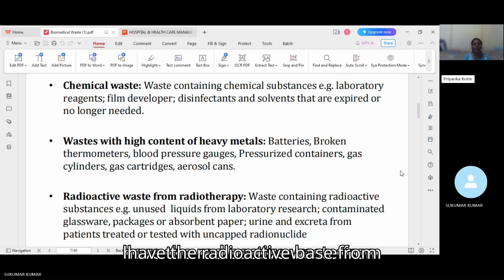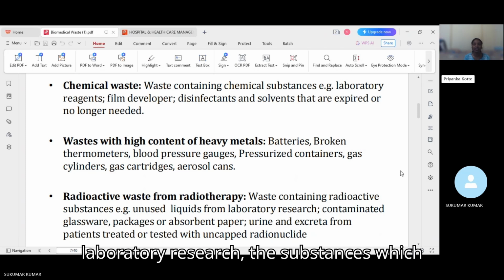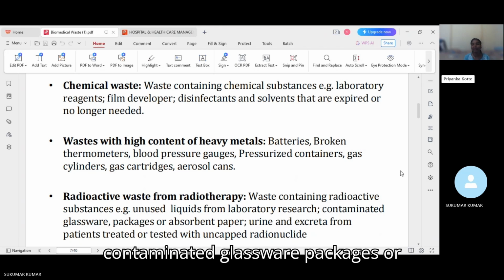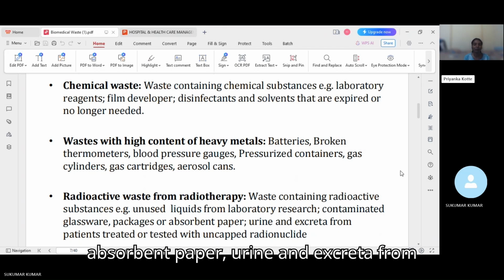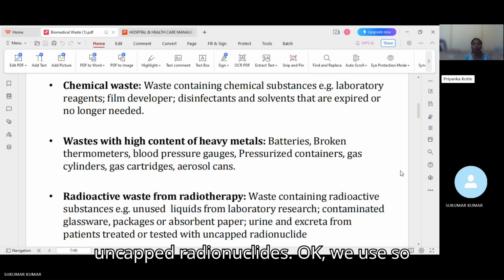And we also have the radioactive waste from radiotherapy. So these are the ones: unused liquids from laboratory research, the substances which are used in the laboratory, contaminated glassware, packages or absorbent paper, urine and excreta from patients treated or tested with radionuclides.